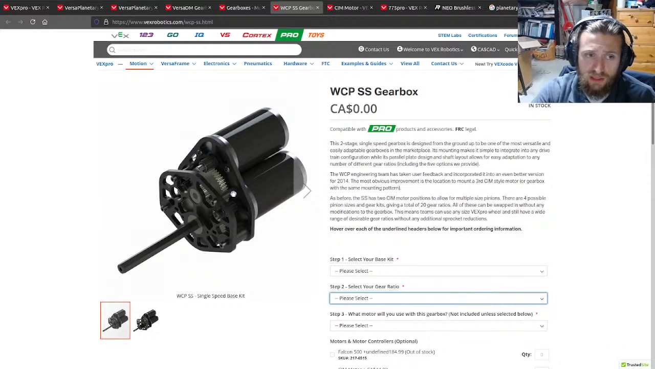They have a design template. You put the template into your design, you put those holes into your design, and then it just works. And really, that's all there is to it in terms of gearboxes.